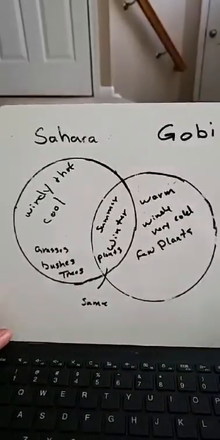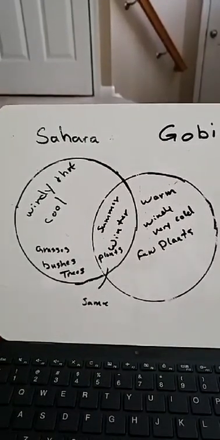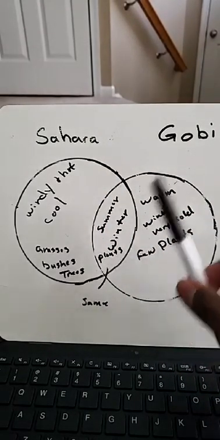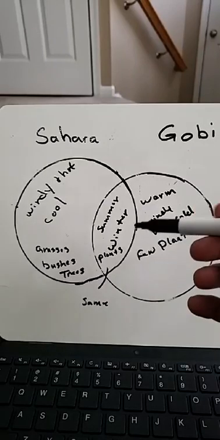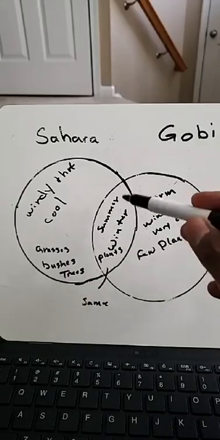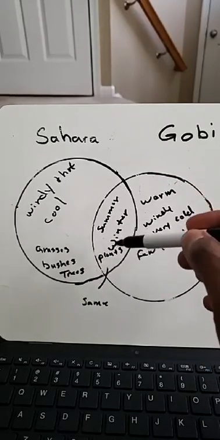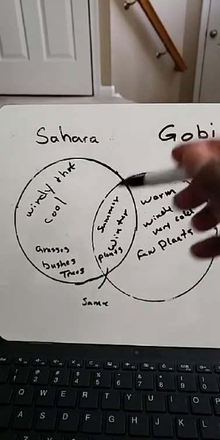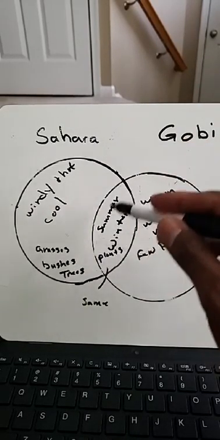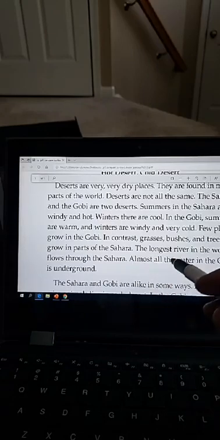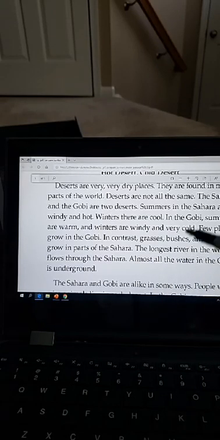We know that the Sahara and the Gobi have water. Excuse me. So that's the same. So we will put it in the middle of the Venn diagram or double bubble because that's how they compare. The Sahara and the Gobi both have water. So on this part of the Venn diagram, students, we're going to write water, because the text said the longest river, and we know that river is water.